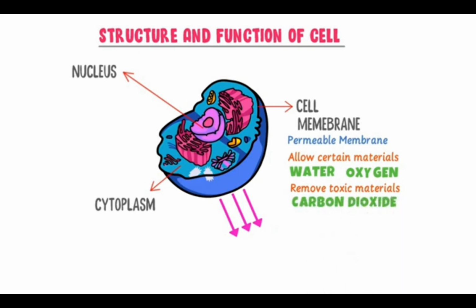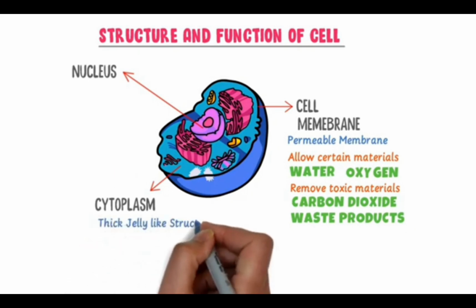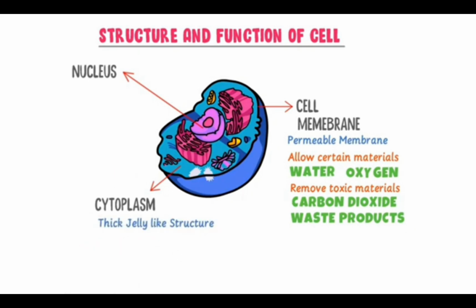For example, it allows essential ingredients to enter the cell like water and oxygen. Secondly, cell membrane removes toxic substances out of the cell like carbon dioxide and waste products. The cell membrane allows good products to enter into the cell and remove waste products out of the cell.